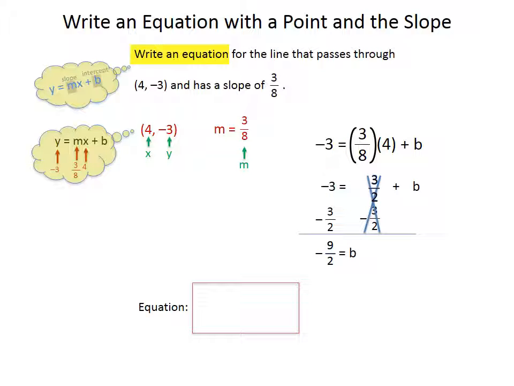Bring down the b, and now notice we actually have a b now. We have a slope and an intercept, and all we have to do is write the equation. Y equals 3/8 x minus 9/2.